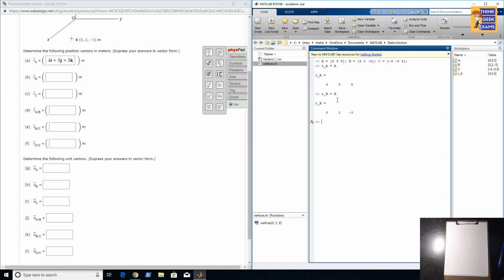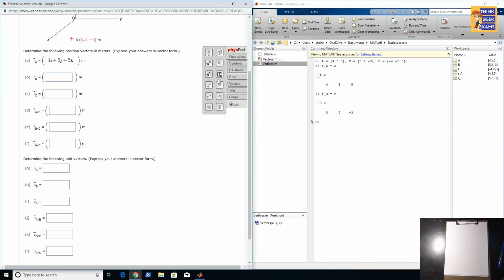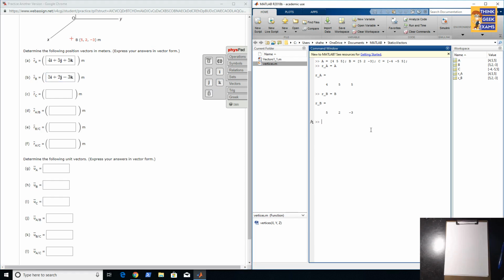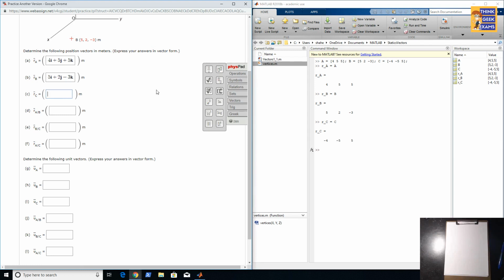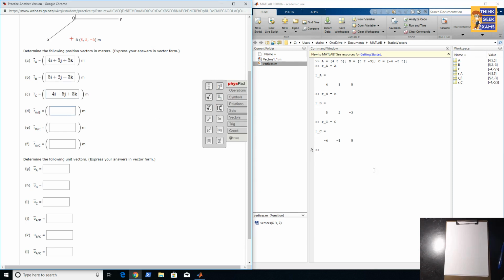All right. So RB is B, and it's the same thing as before, just type it in: 5i, 2j, minus 3k. This part is pretty simple. Yeah, they trick you with those minuses, huh? RC is C, and this one is going to be minus 4i, minus 5j, plus 5k. And that is it for ABC.